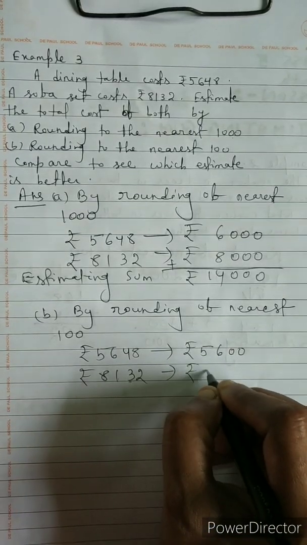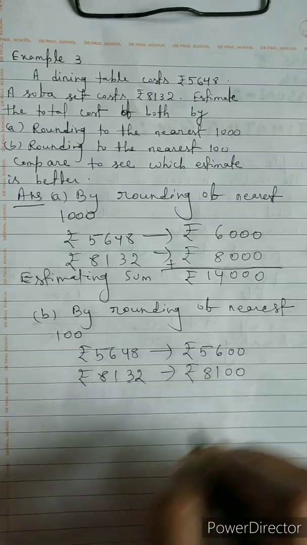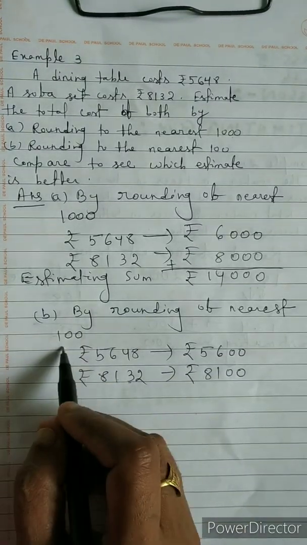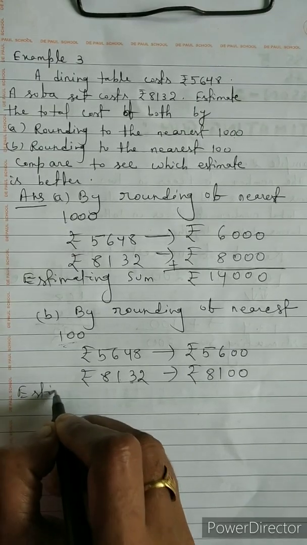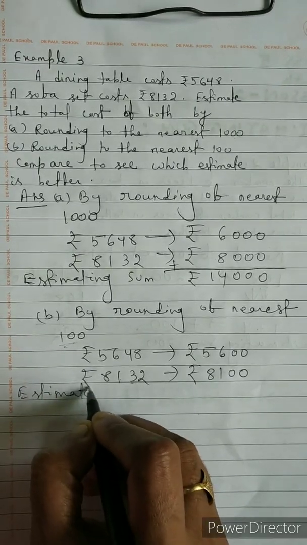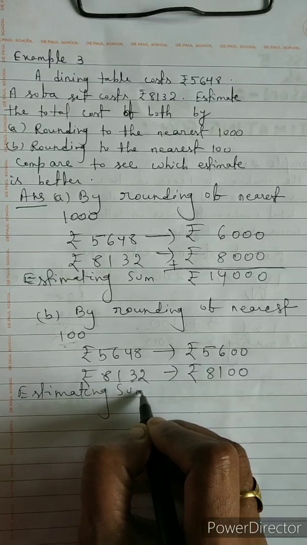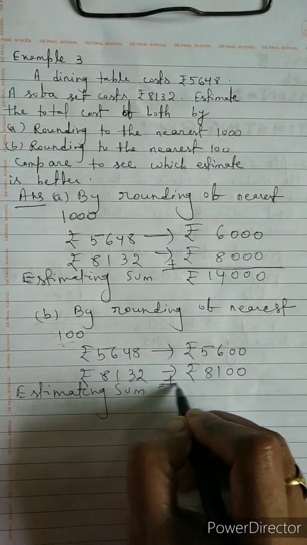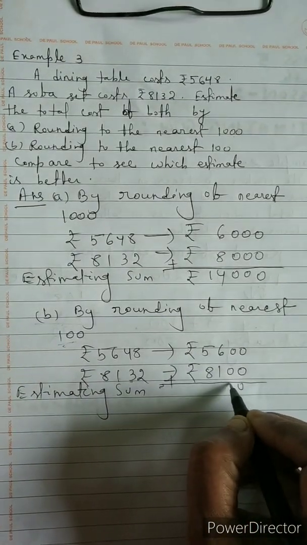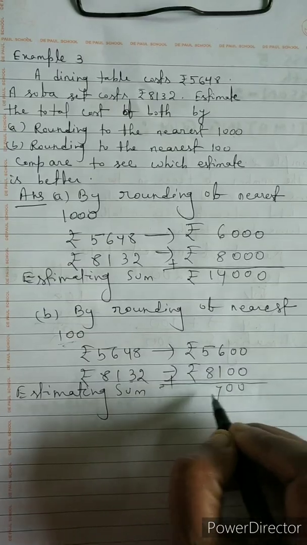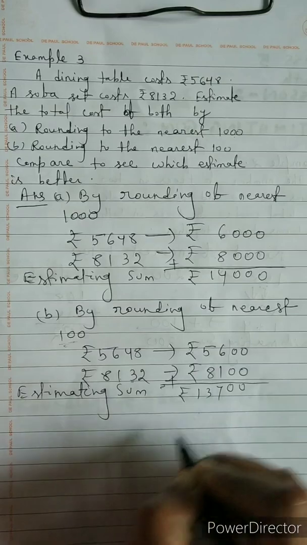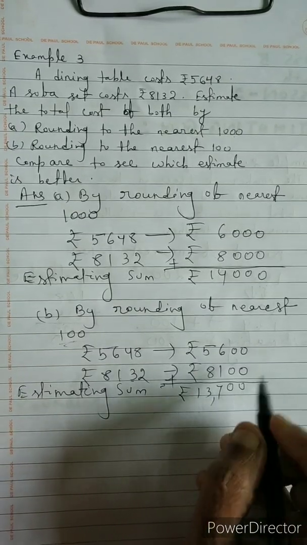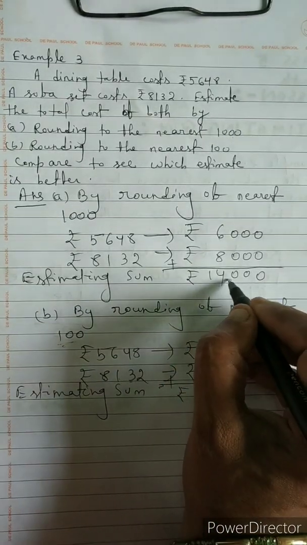So rupees 8100. Now in this, by rounding to the nearest 100, what is the estimated sum? Just add both, children. Now 0, 0, this is 7, 8 plus 5 is 13. So 13,700. Here it is rupees 14,000.